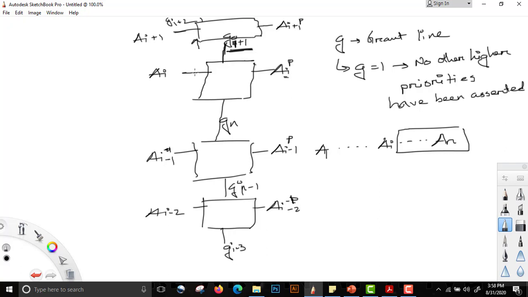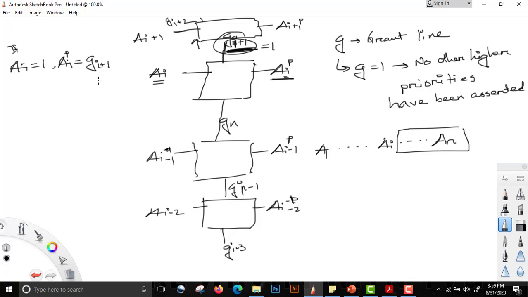Now the logic, how would we determine the logic? Our output depends on our input, and our output depends on whether any of the logics in the previous case has been asserted or not. That is, our output can have a value of 1 if Ai is equal to 1. So if Ai is equal to 1, then output Aip will be 1 if this is equal to 1. It will be 0 if this is equal to 0. So we can write Aip is equal to Ai Gi plus 1.